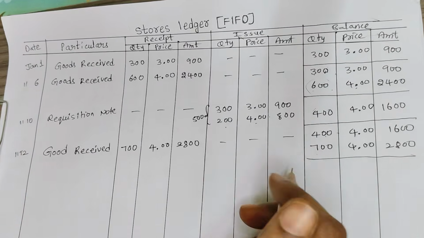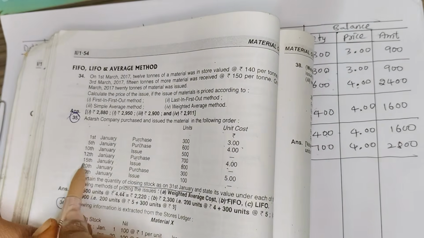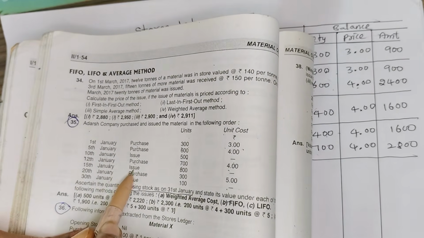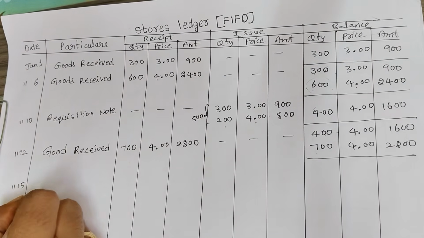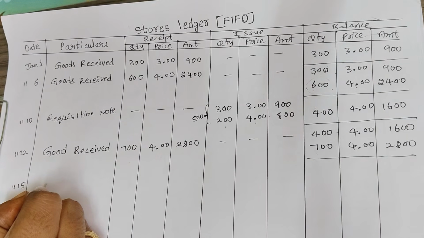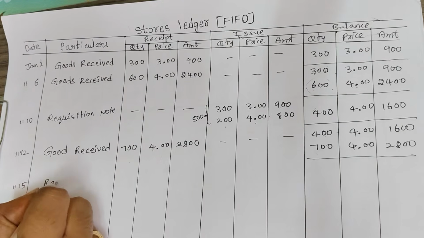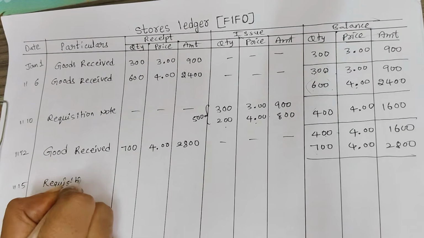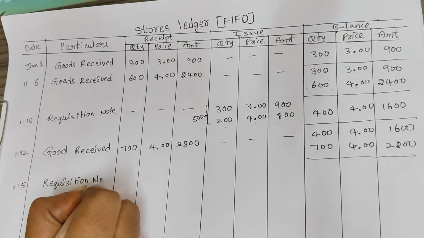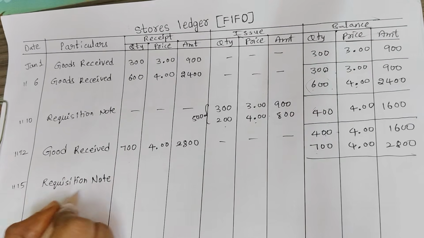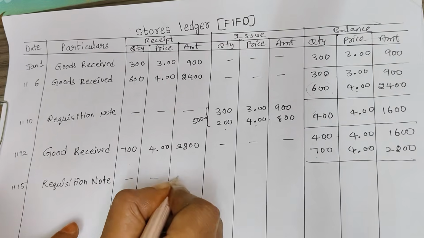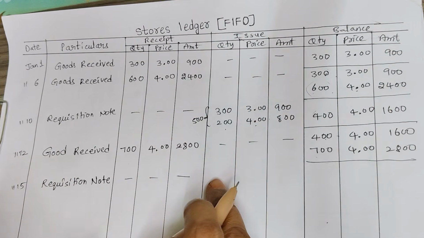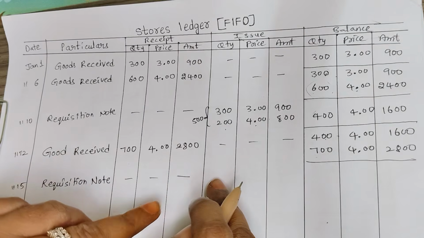Okay, then next one, 15th Jan, issue 800 units. On 15th, issue is there. So what we should write if you have issue? Requisition note. By the request of production department, stores department will issue that material, so that we are writing this requisition note. So when you have a requisition note, where we should write our balance? Under issue column. So how many units we need to issue from our store? 800 units.